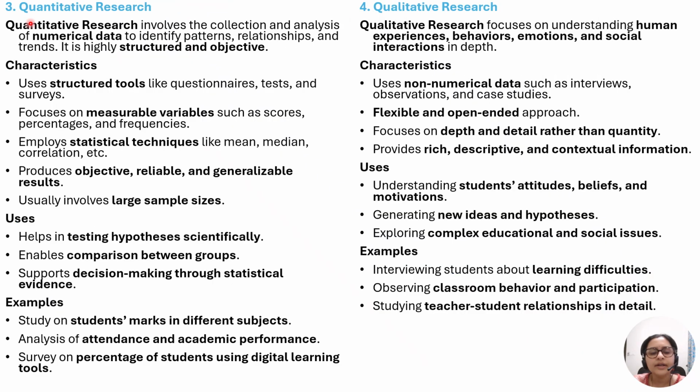Next is quantitative research. As the name itself tells, it is mainly focusing on the quantity or numerical values. It involves the collection and analysis of numerical data to identify patterns, relationships, and trends. It is highly structured and objective. What are the characteristics? It uses structured tools like questionnaires, tests, and surveys. Focuses on measurable variables such as scores, percentages, and frequencies.